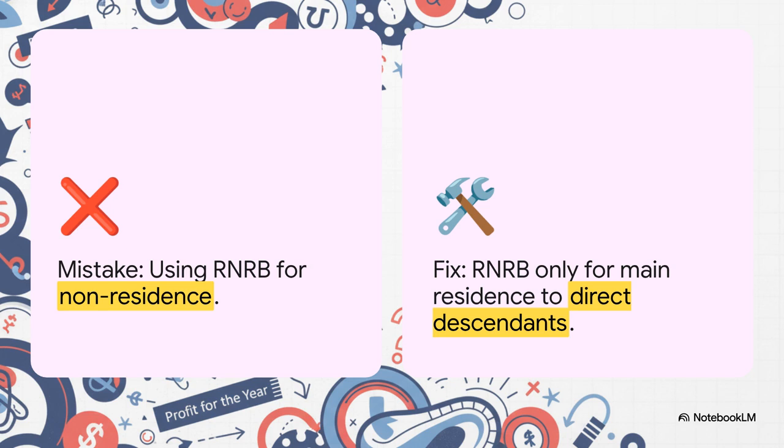Trap number 3 is a big one in taxation. When you're calculating inheritance tax, do not just blindly apply the £175,000 residence nil rate band to every single estate. That allowance is highly, highly conditional. You can only claim it if a main home is specifically passing to direct descendants. We're talking children or grandchildren here. If the home is left to a sibling or a friend, that allowance completely vanishes.